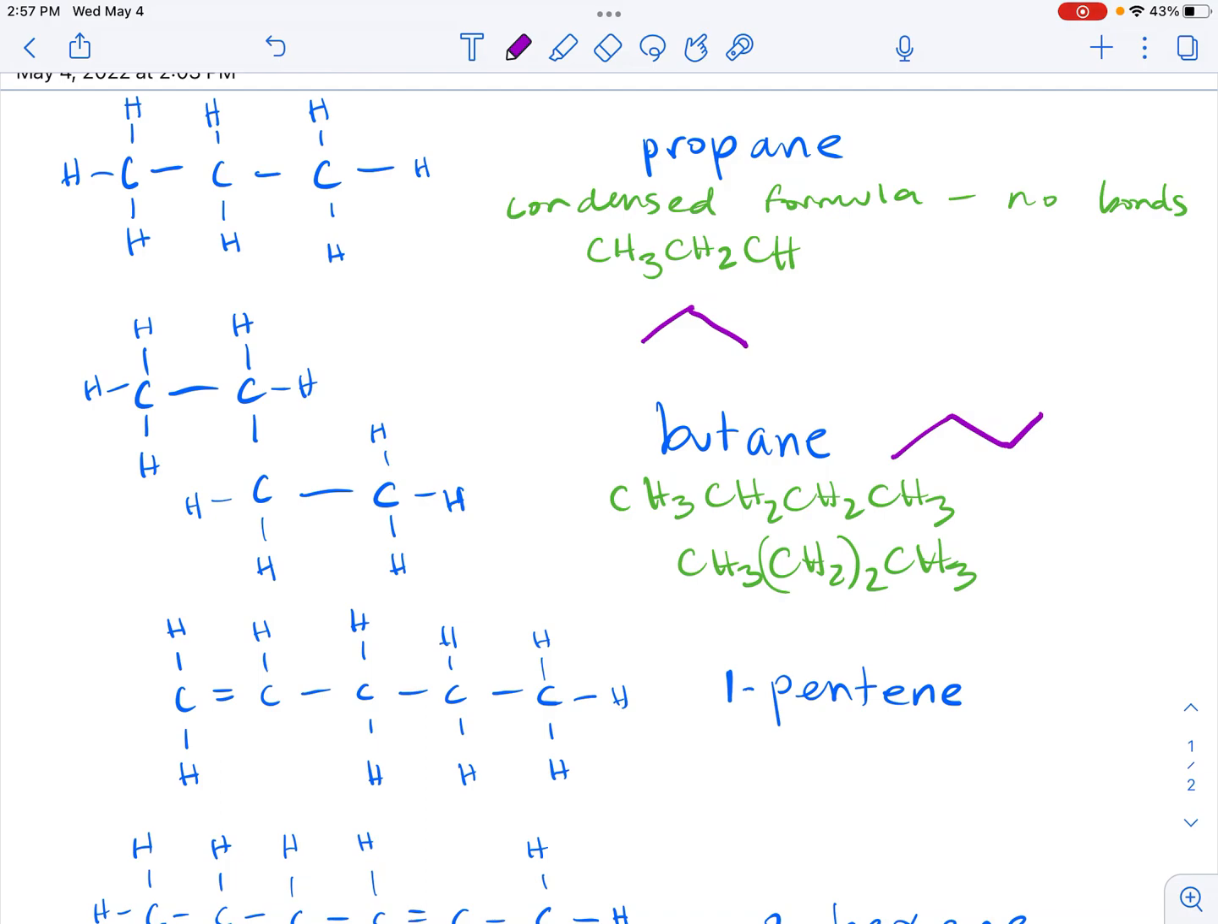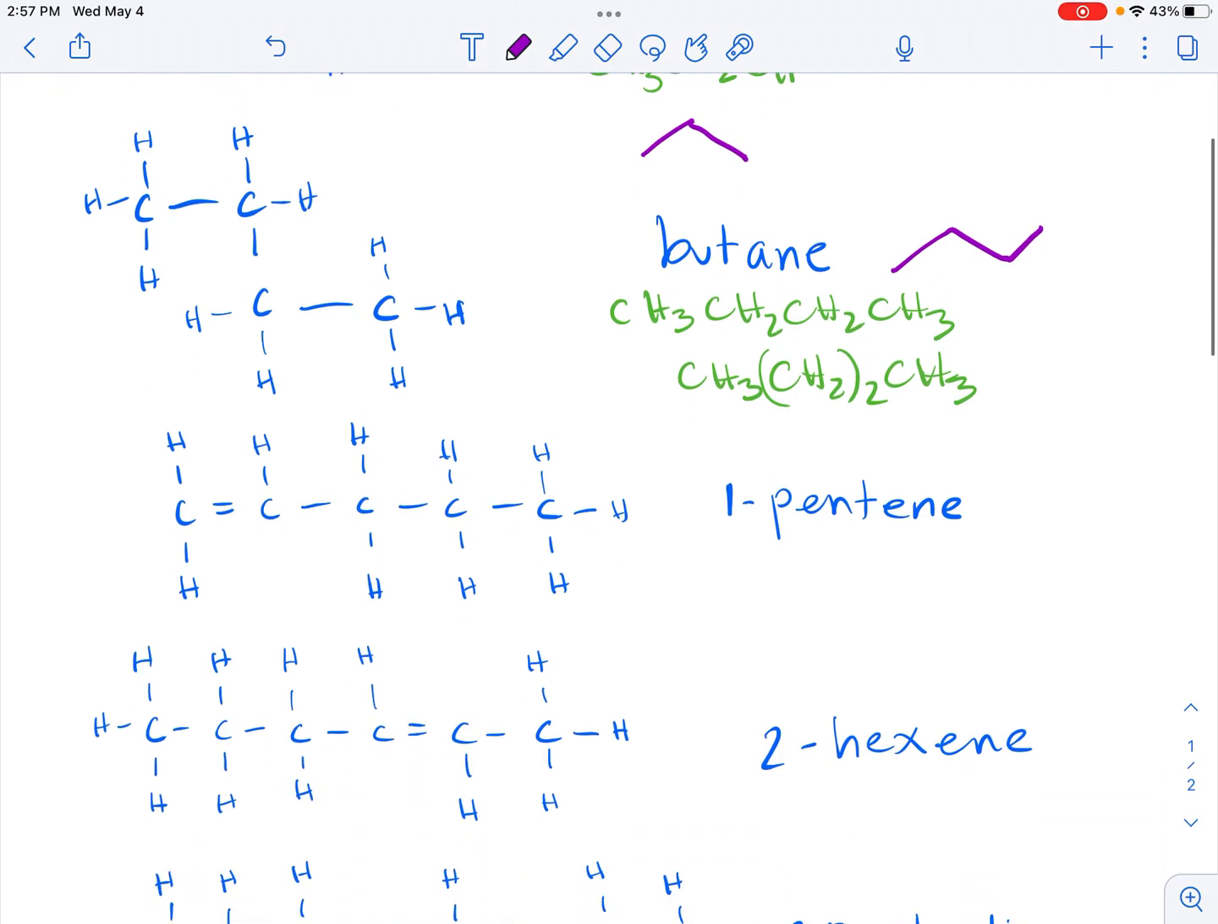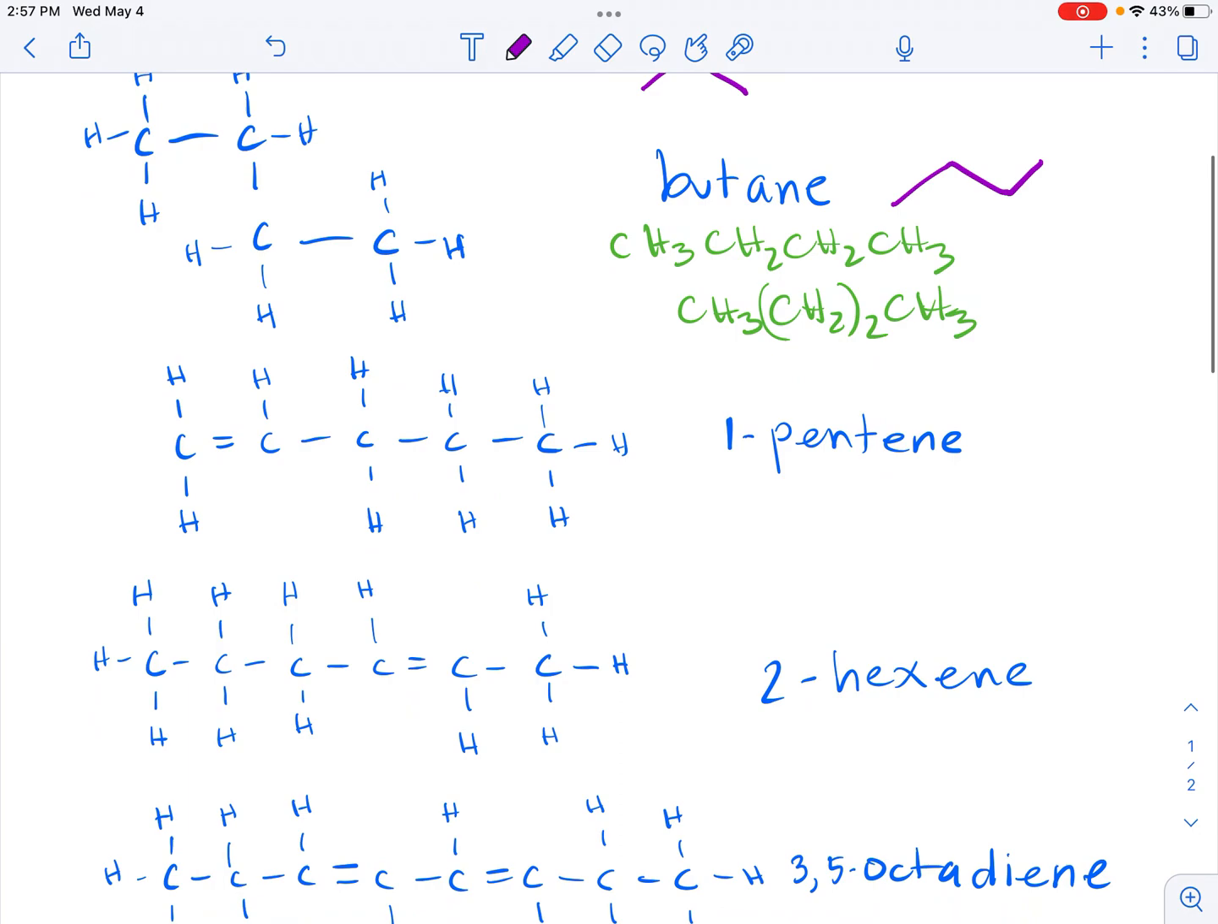Obviously that's the fastest one. It's the one that gives you the least amount of information. You have to process some things in your brain, but that one is way, way faster than even doing the condensed formula. For the pentene here below it, it's 5 carbons.